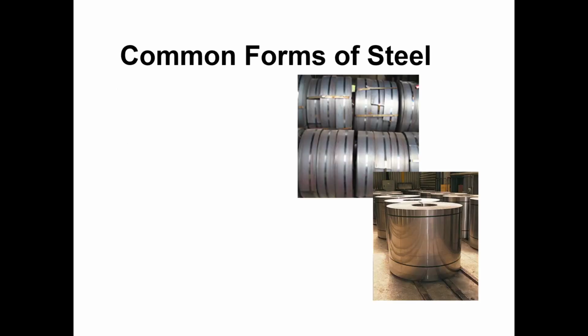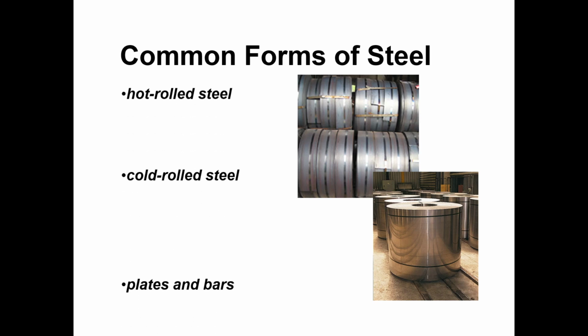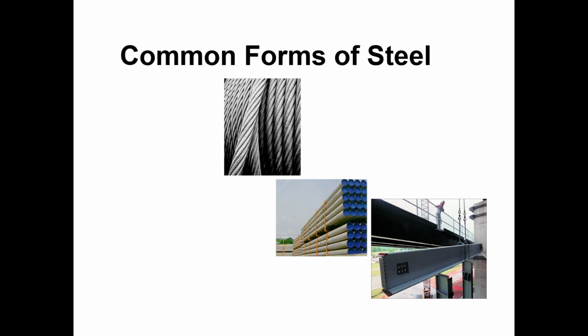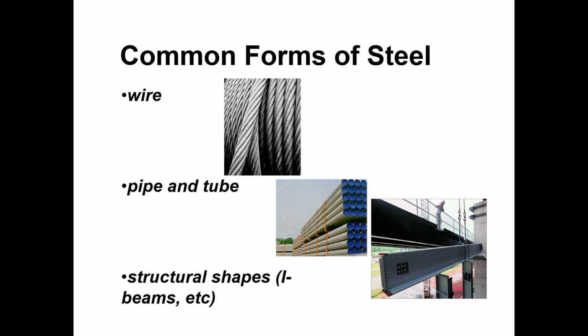Here are some forms that steel comes in. This is hot rolled and cold rolled. The shiny one is cold rolled. It comes in plates and bars, cable, tubes, I-beams, wire, things like that.